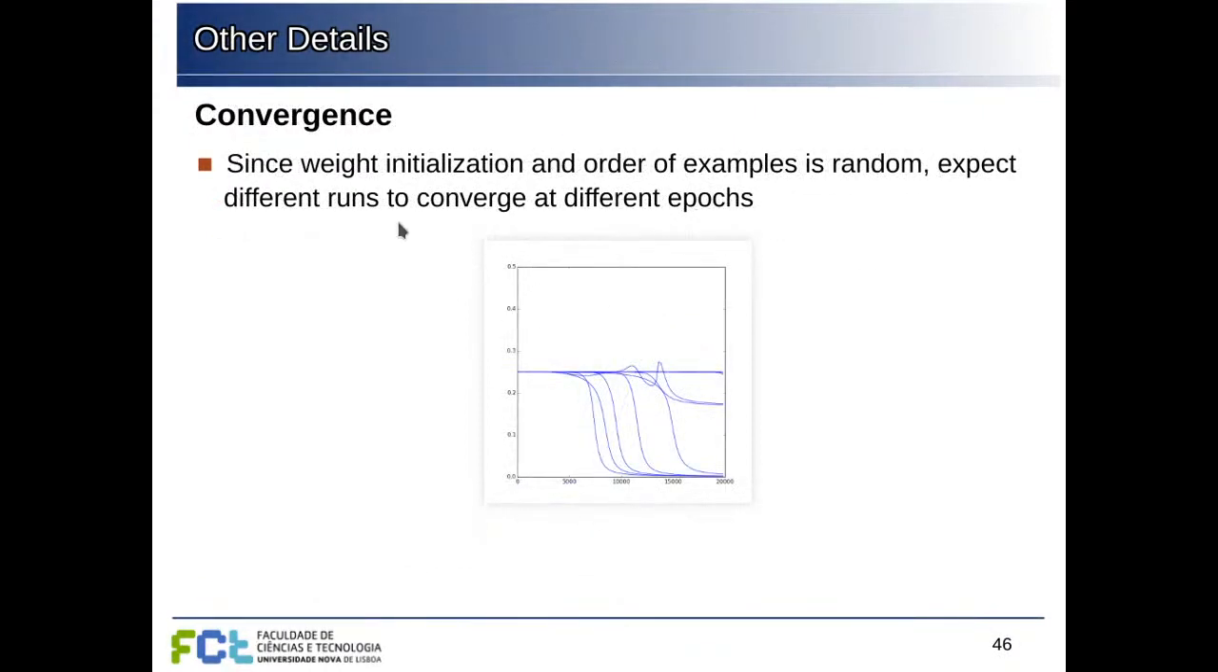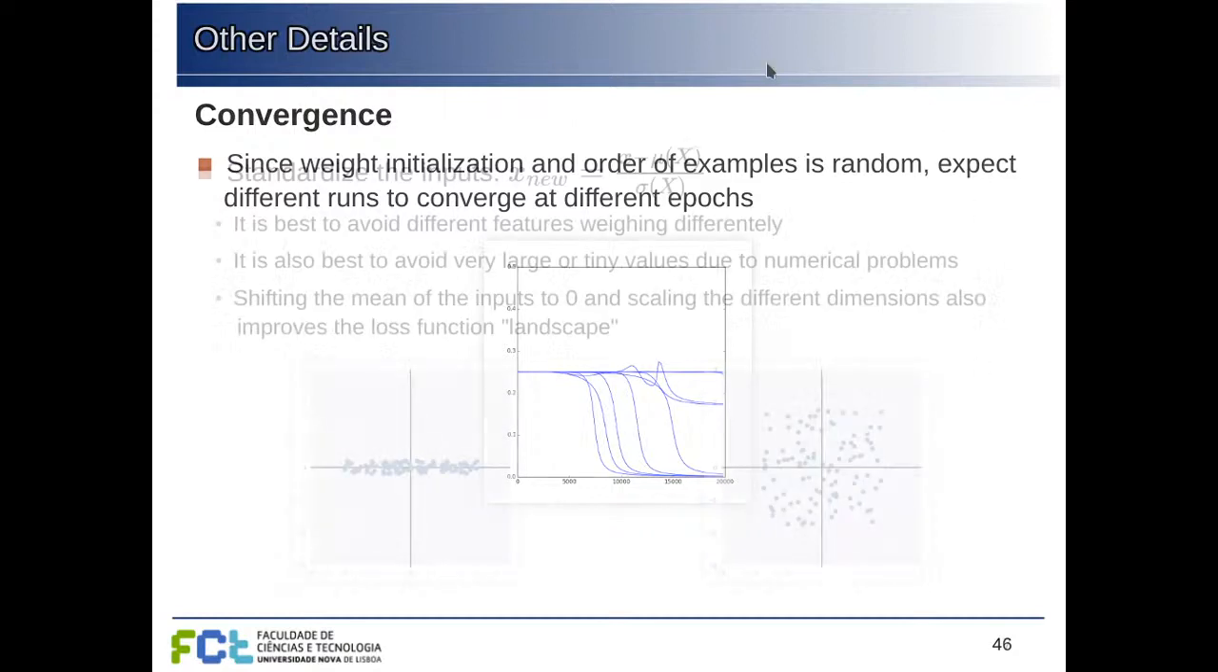So since we initialize the weights at random and we also present the examples at random, we can expect different runs to have different trajectories during training. So if you look at the loss function, for example, you should not expect always to have exactly the same plot, since it can vary from run to run.